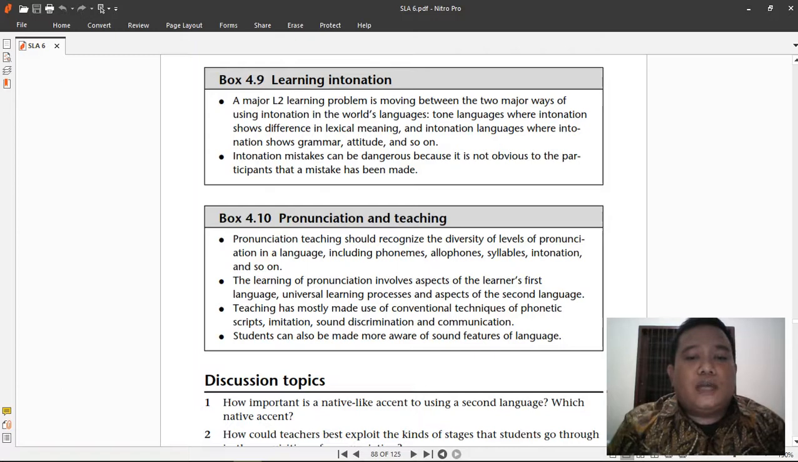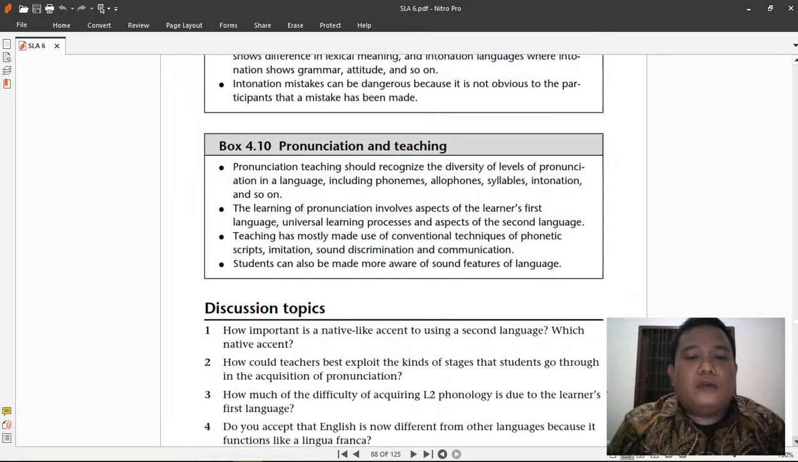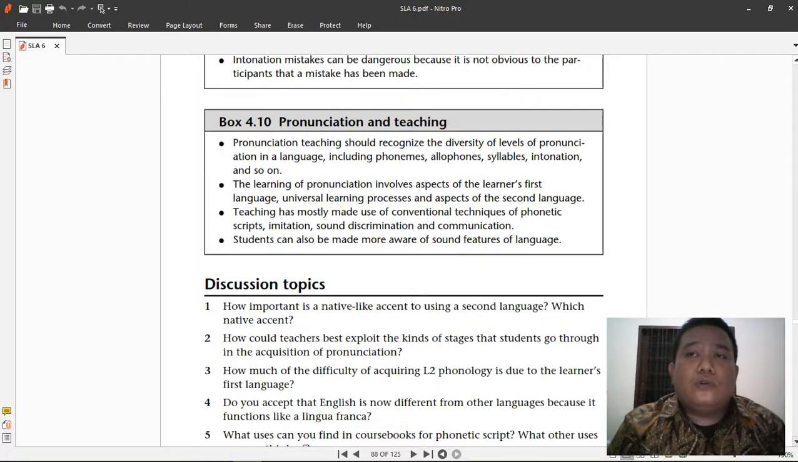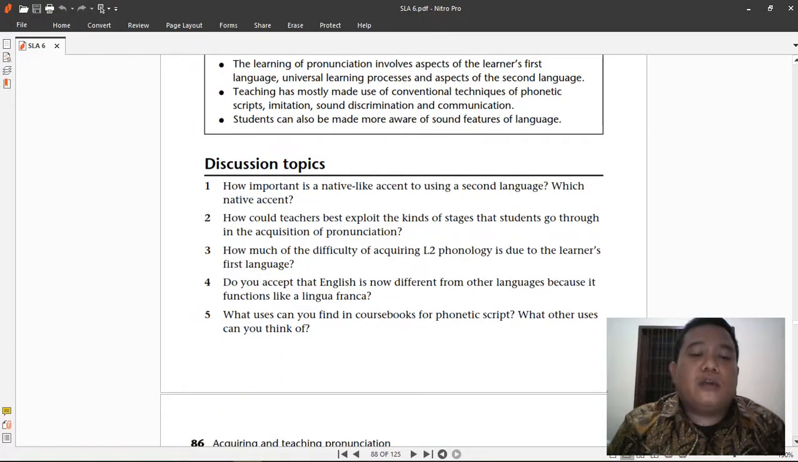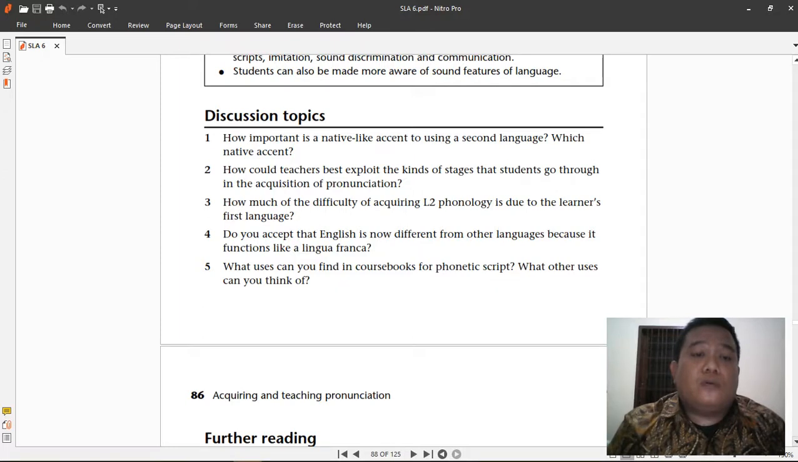Pronunciation teaching should recognize the diversity of levels of pronunciation in the language, including phonemes, allophones, and words. So this is the summary of all we just learned. You can read that, but it is better for you to also read the books. It will be better. You will get a better understanding, of course.